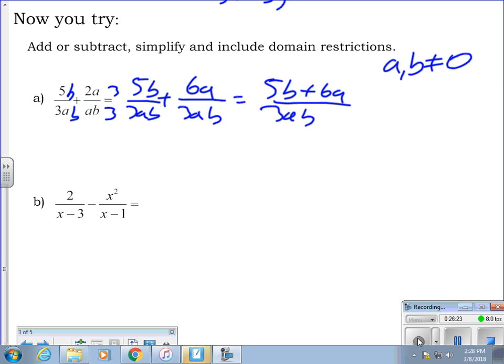If you want to switch to make it 6a plus 5b, you can, or you can leave it. I really honestly don't care, as long as you get the right terms, the right signs in front of them.